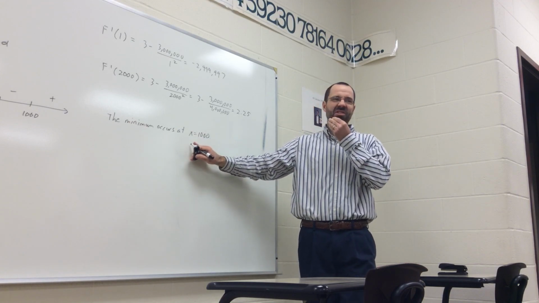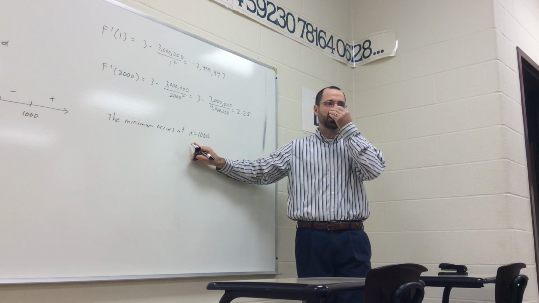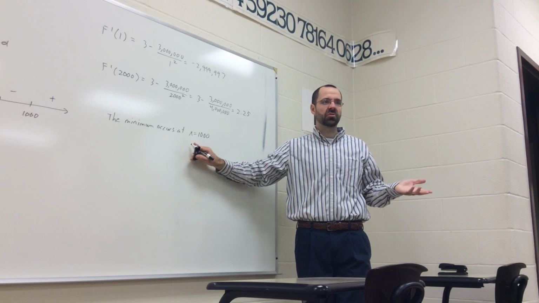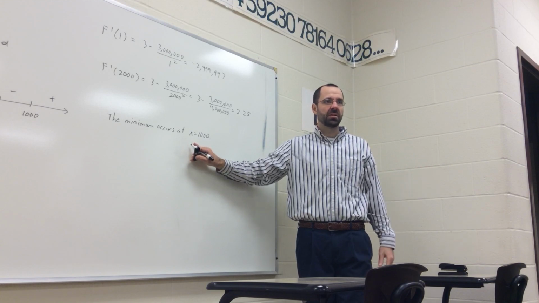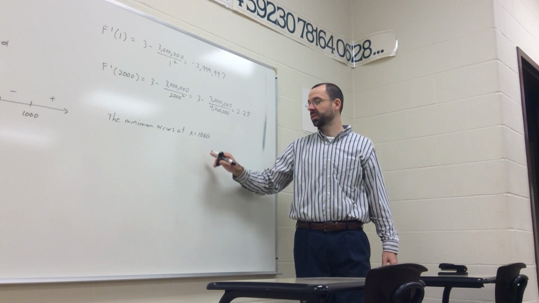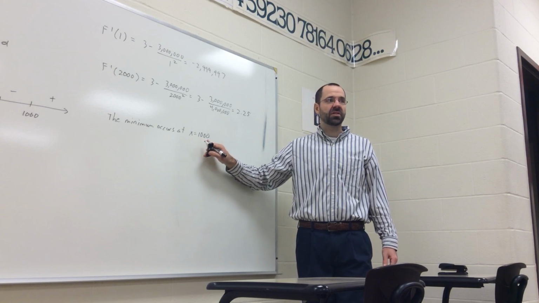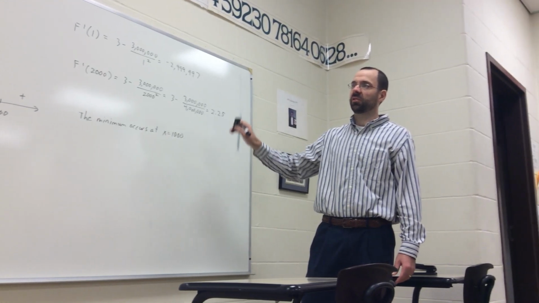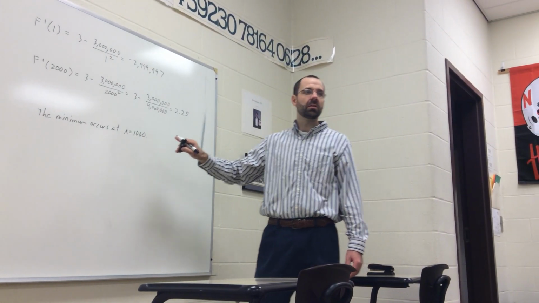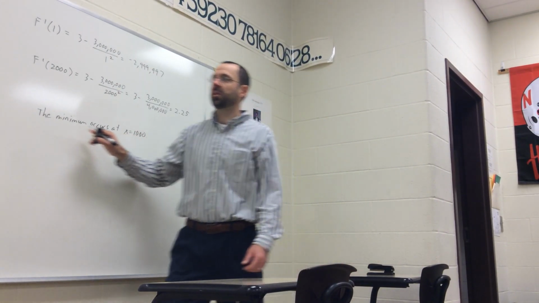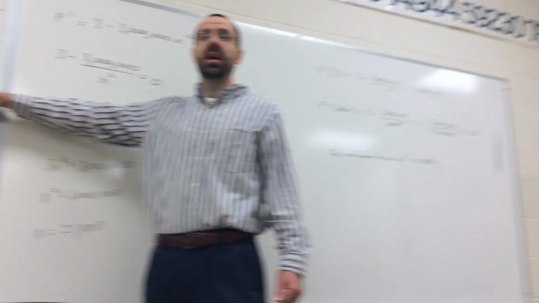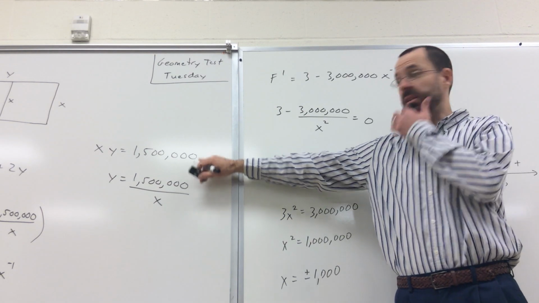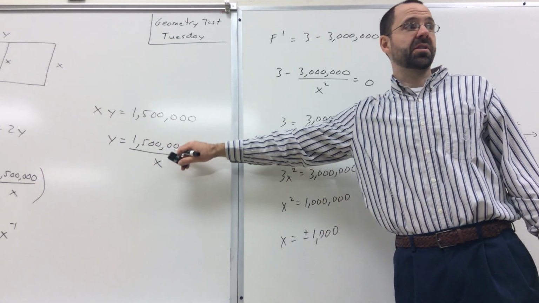Then the question is kind of vague. It says, how can he do this? So I guess we have to give him short instructions on how to build the fence. So what he should do is, one side should be 1,000 on his rectangle, right? And then how can we figure out what the other side should be? Like back here, if the area is going to be 1.5 million, I could take 1.5 million divided by 1,000 to figure out what the other side is.